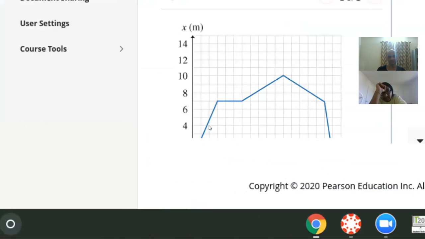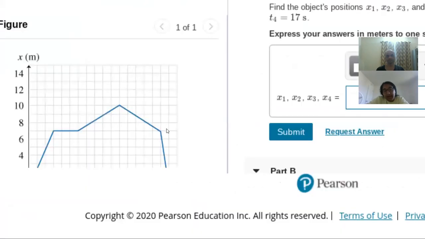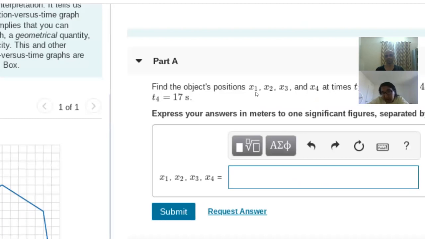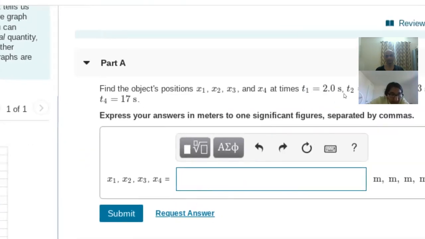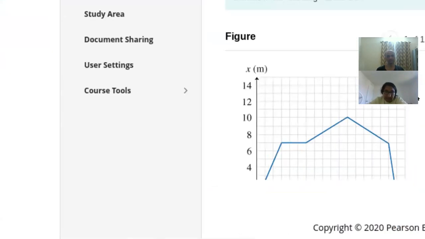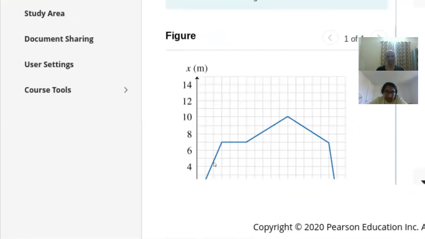So here, it's not on a dot. It's 5, right? No, not 5. 4.5. Wouldn't you have to solve for the slope and find the equation? No, the position is the y-axis, right? Yes, but it's not exactly on a number. No, 2 seconds is this line, so it's coming in the middle of this box. This is 4, this is 5. So the middle is 4.5. Okay.